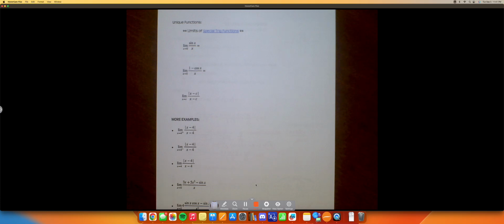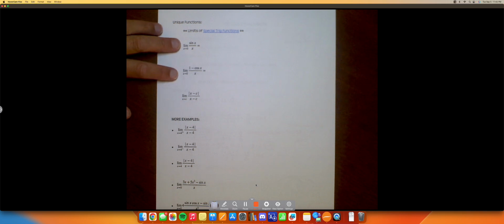Everyone, this is part 2 of our lesson on evaluating limits algebraically. Okay, we just had all of our fun that we could possibly have with factoring and with rationalizing, and now we're going to do some trigonometry. Okay, but we're going to cheat a little bit here.